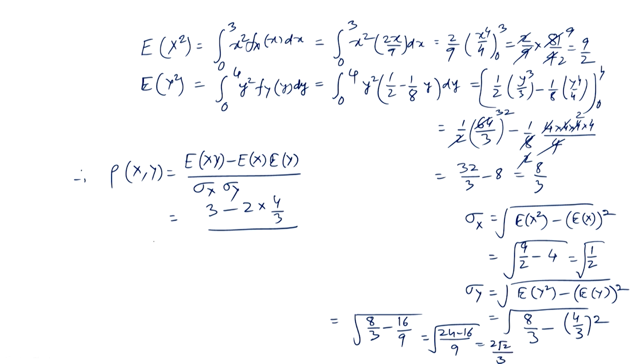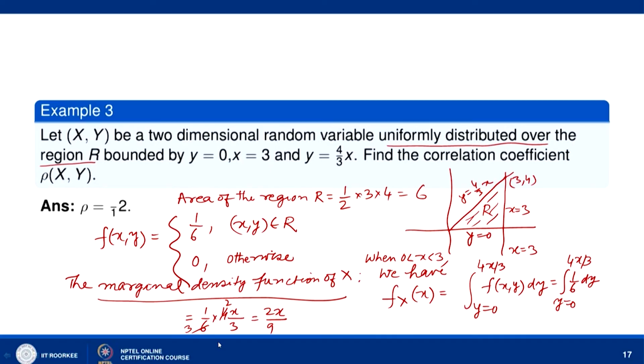So, we get here 1 by root 2 into 2 root 2 divided by 3. So, how much is that? 3 threes are 9, 9 minus 8, 1 by 3. So, 1 by 3 divided by 2 by 3, this cancels with this, and we get the value as half. So, rho xy is equal to half. So, the correlation coefficient is equal to half. So, this is how we solve this problem.